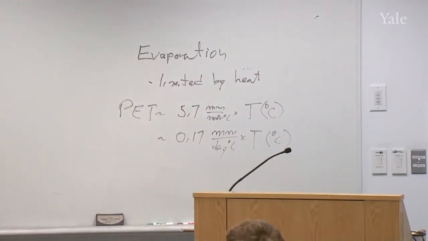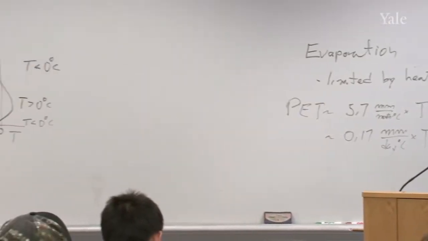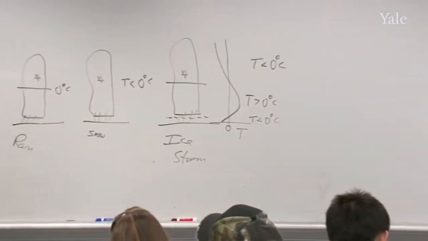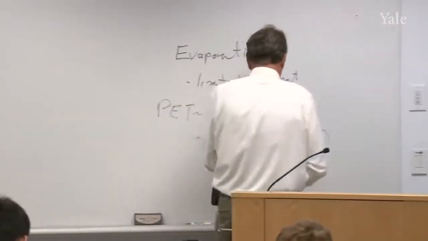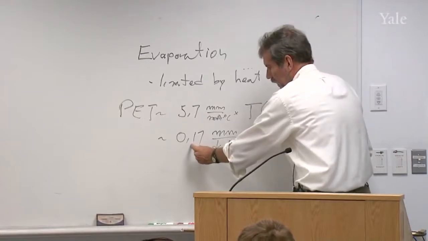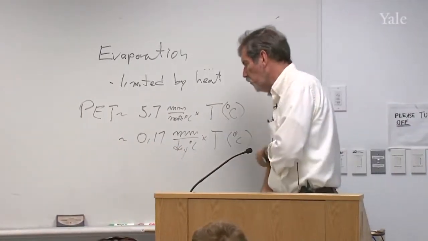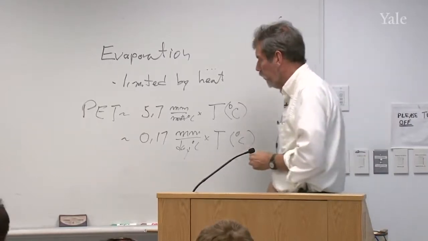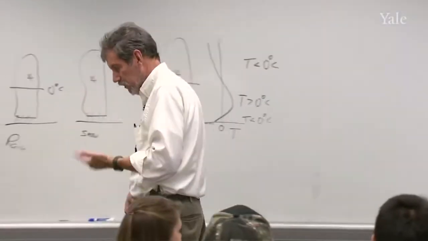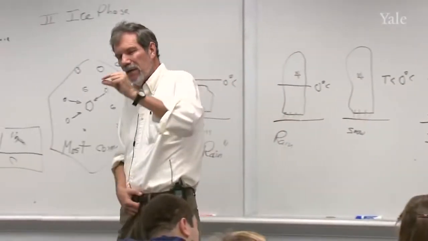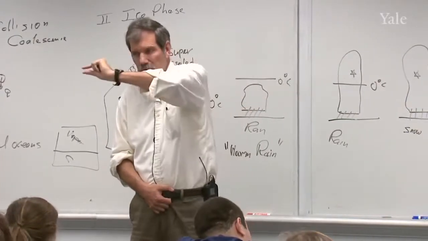Let's do a quick example. Let's say the average temperature today is going to be 20 degrees Celsius. So 20 degrees Celsius there, multiply that times 20, and what do you get? You get about 4 millimeters of evaporation. So my prediction today, if the average temperature is 20 degrees, is that you would get 4 millimeters of evaporation from the New Haven region.